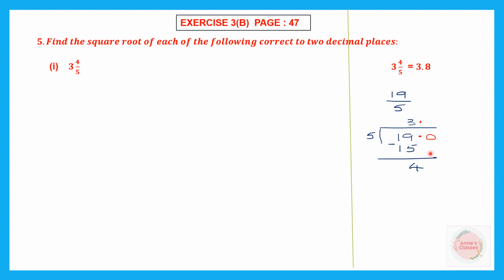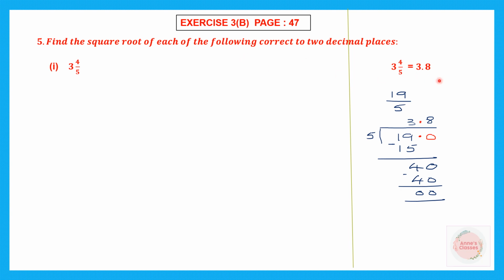So now this 0, you can bring it down. So when you bring it down, this becomes 40. So now 5 into what will give you 40? 5 eights are 40. So we can put the 8 there. 5 eights are 40, minus, now a remainder 0. We don't have to add any more zeros next to this. So now we've got a quotient 3.8. That's how this is got here. So 3 4 by 5, when you convert it to a decimal number, you get 3.8.